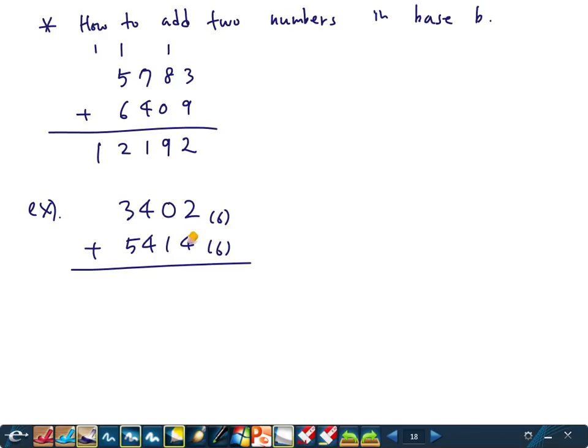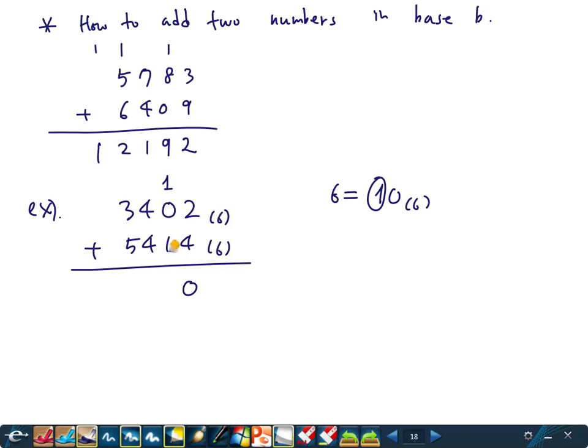2 plus 4 is 6, so it's greater than or equal to 6. We have to carry this. So we carry 6 to the next step. So it's going to be 1, 1, 0, right? 6 is 1, 0 in base 6. So we carry this 1 to the next.